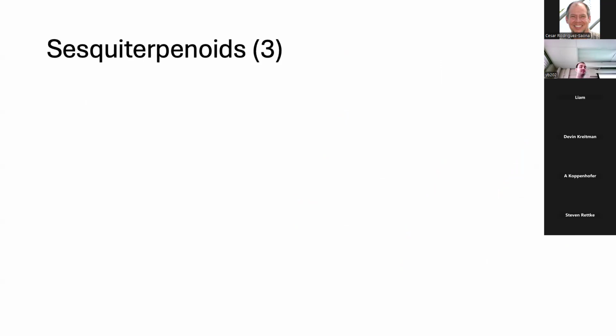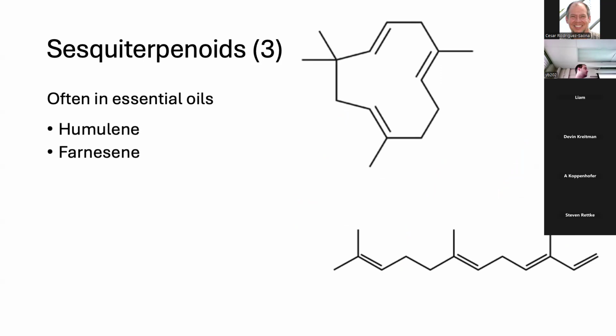So the next one are sesquiterpenes. These are also often in essential oils, such as farnesene and humulene. Anybody like beer? This is what the taste of hops comes from, the humulene. Farnesene is also very commonly found in many plants. Do we see the isoprene units, right?